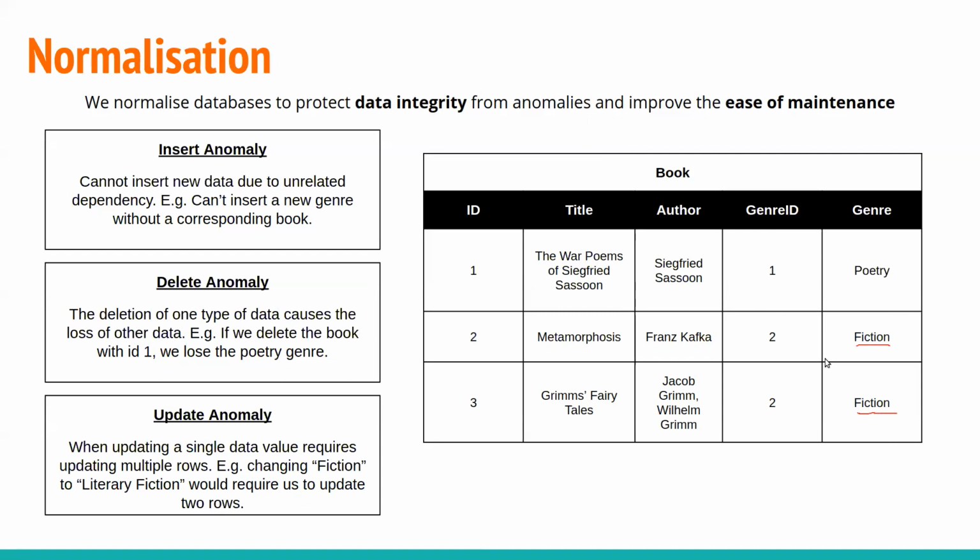If you want to update one simple piece of information like that, you only want to have to update it in one place, okay? Because that's much easier, it's much quicker. Okay, so those are the three anomalies that we can deal with: an insert anomaly, a delete anomaly, an update anomaly. Okay, hopefully that makes sense.